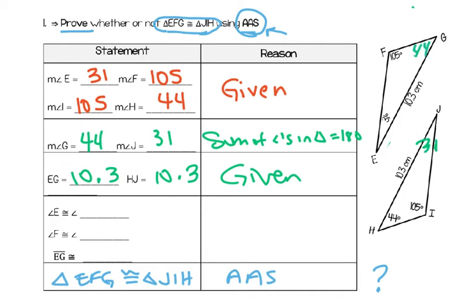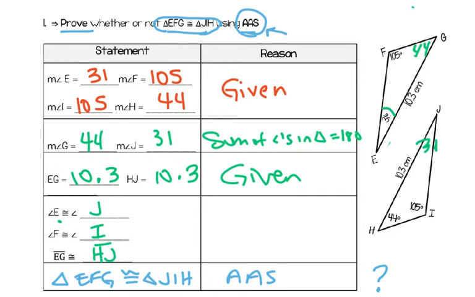Okay, the next thing, it says angle E is congruent to what angle? Well, it's congruent to the other one that also is 31 degrees, so it's congruent to angle J. Angle F is congruent to what angle? It's congruent to the other angle that has 105 degrees, so it's congruent to angle I. And EG, which is the side that's 10.3, is congruent to the other side that's 10.3, so that's going to be HJ. And so how do I know that?